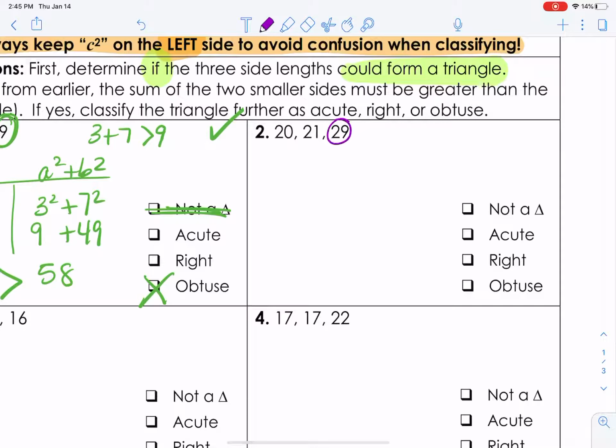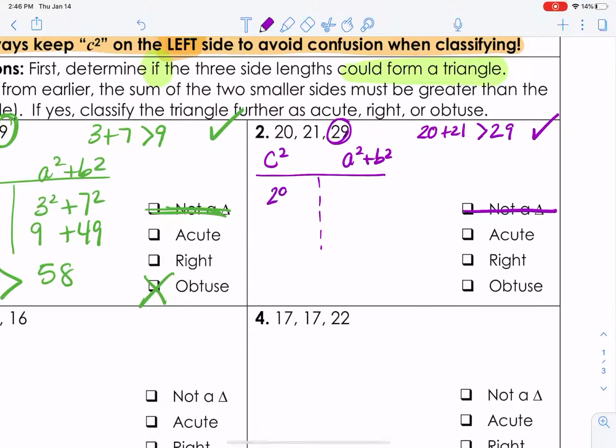Again, you pick the biggest side because I have to be able to say that 20 plus 21, which is 41, is greater than 29, which it is. So it's a triangle. Then we do c squared and a squared plus b squared.